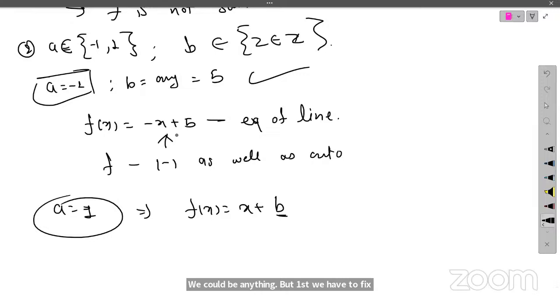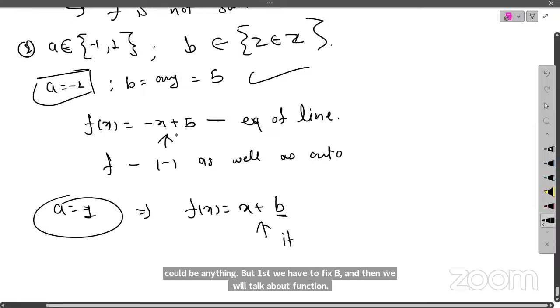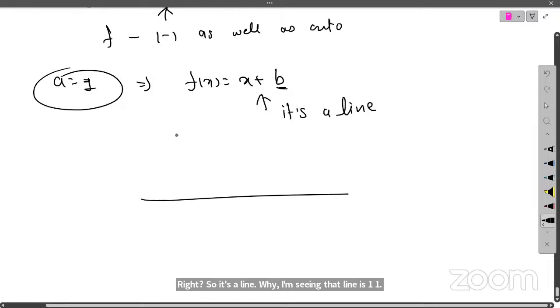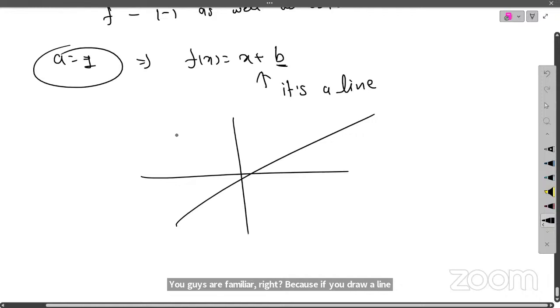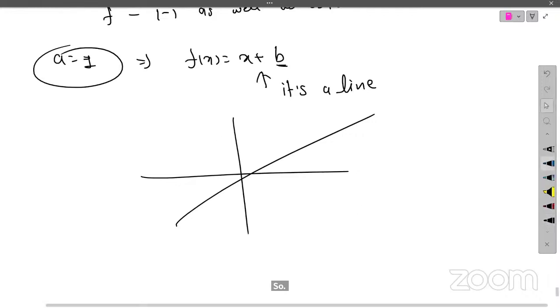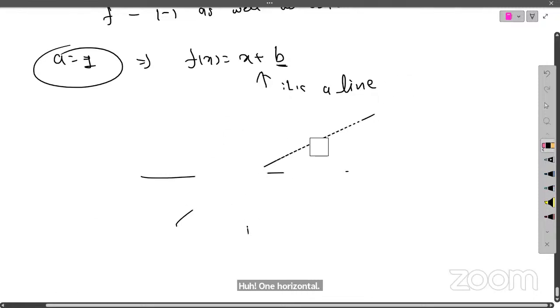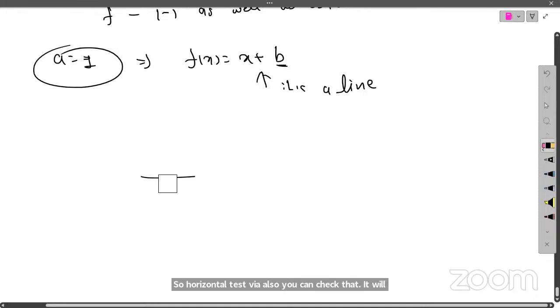Okay. So here again it's a line. Why I'm saying that a line is 1-1 onto, you guys are familiar, right? Because if you draw a line, it will be a straight thing. So horizontal line test via also you can check that it will be 1-1 onto. Ma'am, so that means our option number 2? Yes, 2 is correct, right?